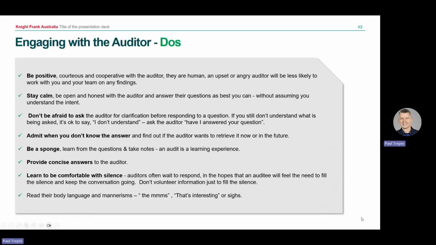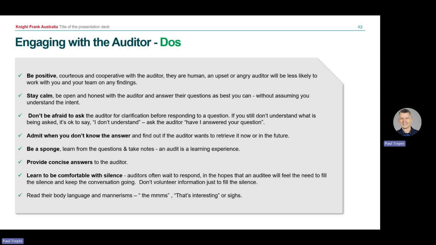So I just want to talk some simple do's and don'ts when engaging with the external auditor. I think first of all, be positive, and certainly be courteous and cooperative with the auditor. We have to remember they are human, and they can get upset and angry as well. And if they do, they're less likely to work with you and your team on any findings that they raise. It's just human nature. My experience is that a happy auditor may give you the benefit of the doubt.